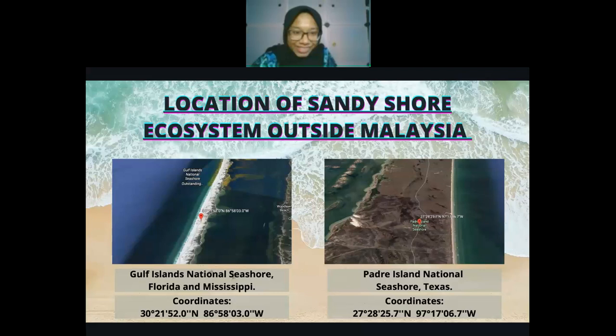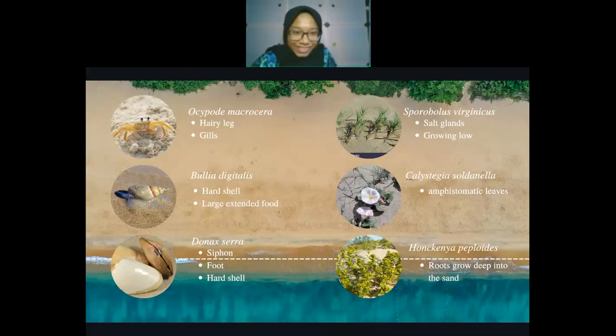Let's proceed with the sandy shore ecosystem that can be visited outside Malaysia. The first location is Gulf Island National Seashore, Florida and Mississippi. It is a group of barrier islands along the coast of the Gulf of Mexico in the southern United States, located near Gulfport and Biloxi, southern Mississippi, and near Pensacola, northwestern Florida. The second location is Padre Island National Seashore, Texas. Padre Island is the largest of the Texas barrier islands and the world's largest barrier island. It is located along Texas' southern coast of the Gulf of Mexico and is noted for its wide sandy beaches.